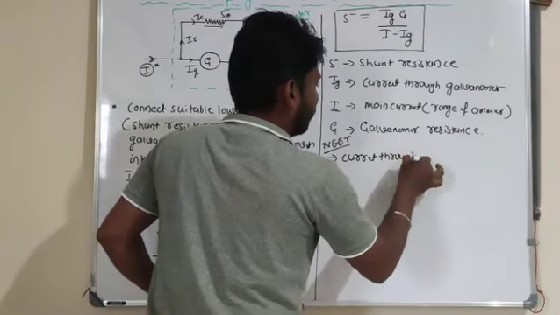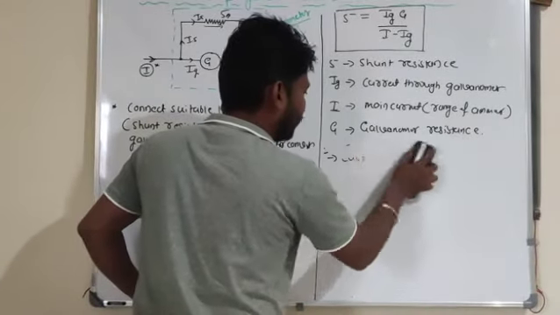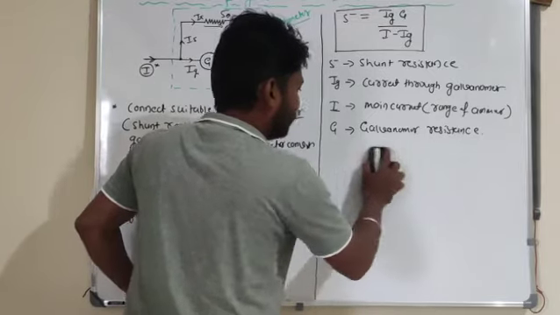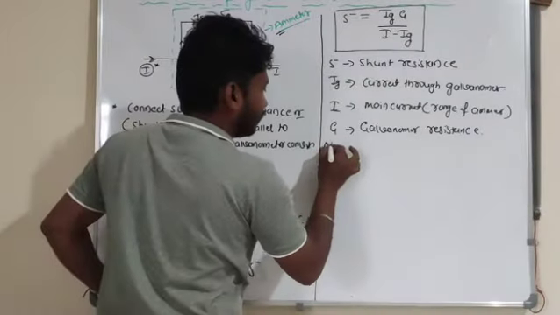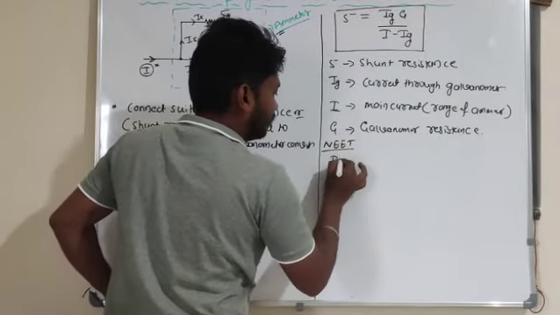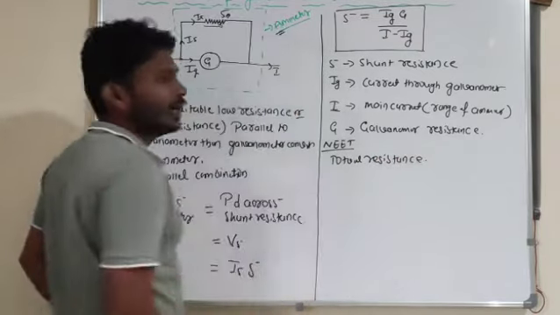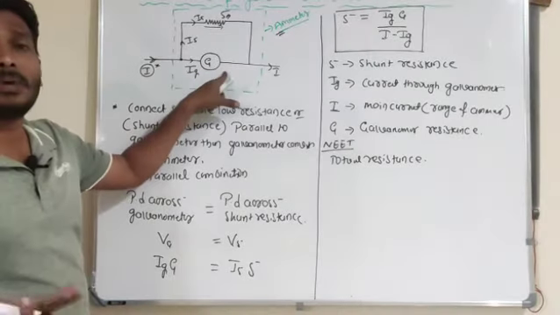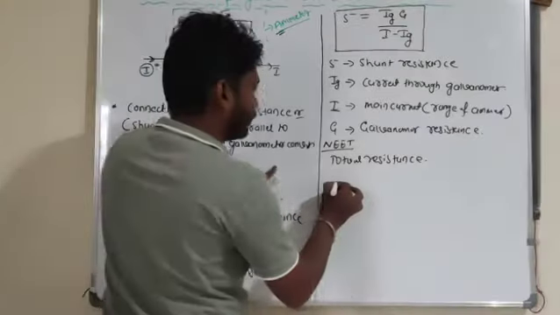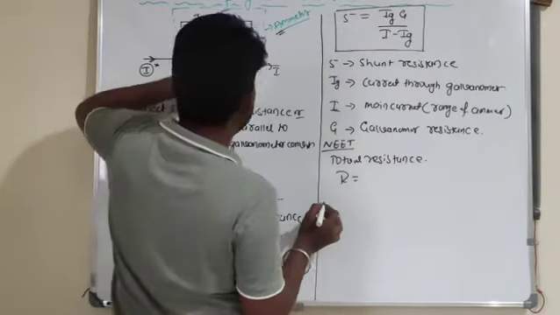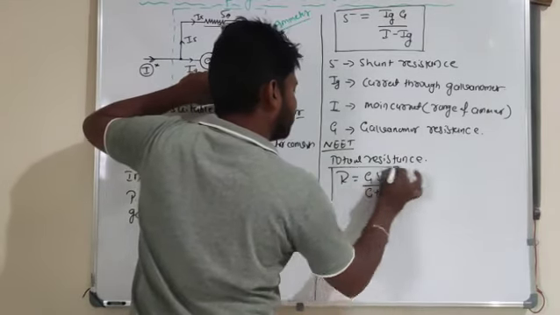Before that, wait a minute, I can find the total resistance. Then we can calculate the current through the galvanometer as well as the low resistance. Now, what is the total resistance of this combination? Look here, these two are in parallel. In parallel combination, what is the connecting formula? Rp is equal to R1 into R2 divided by R1 plus R2. Here R1 means G, R2 means S. G into S divided by G plus S.